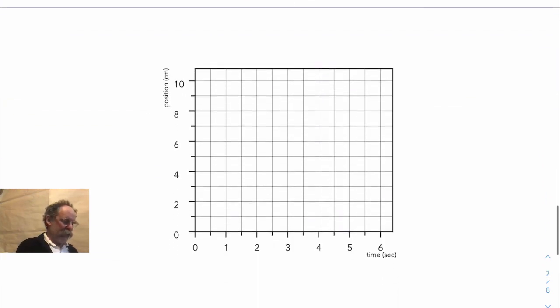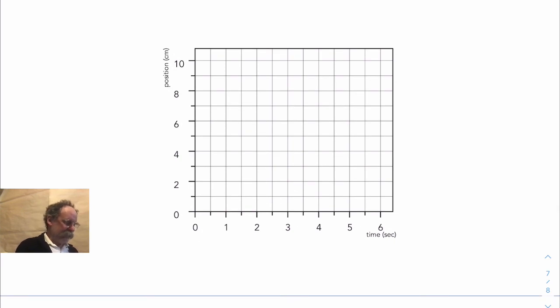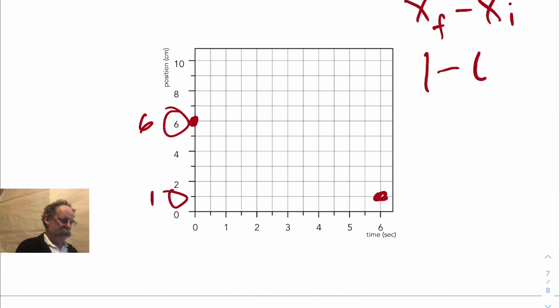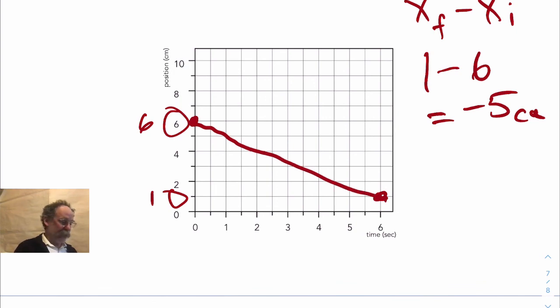Let's do this once when we just have a graph. If I have a graph that goes from here to here, how do I find the displacement? I take the initial position, that's 6, I subtract it from the final position. X final minus X initial. The final is 1, the initial is 6. I go 1 minus 6 is equal to negative 5 centimeters. If I go from here to here, that's a displacement of negative 5, and it's a distance of 5.